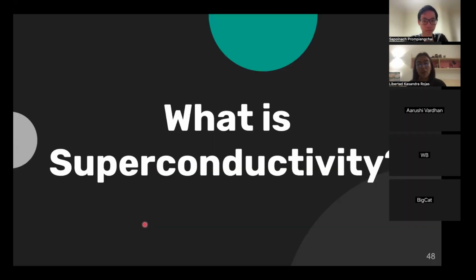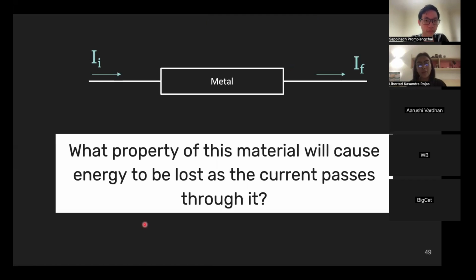Okay, so what is superconductivity? Now, in order to begin this explanation, I will ask you to please answer this question. It's pretty straightforward. What property of a metal, so here we have a metal, and a current is passing through this metal, will cause the energy to be lost as the current passes through it? If anybody would like to chat it, type in the chat.